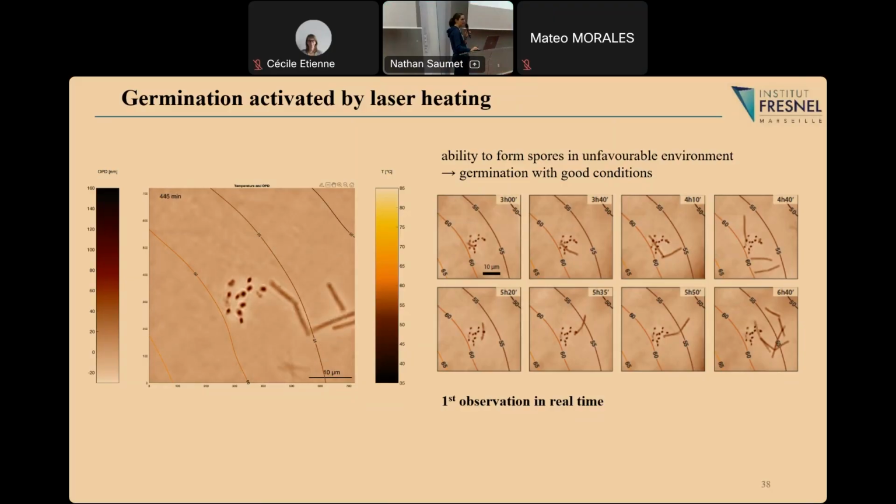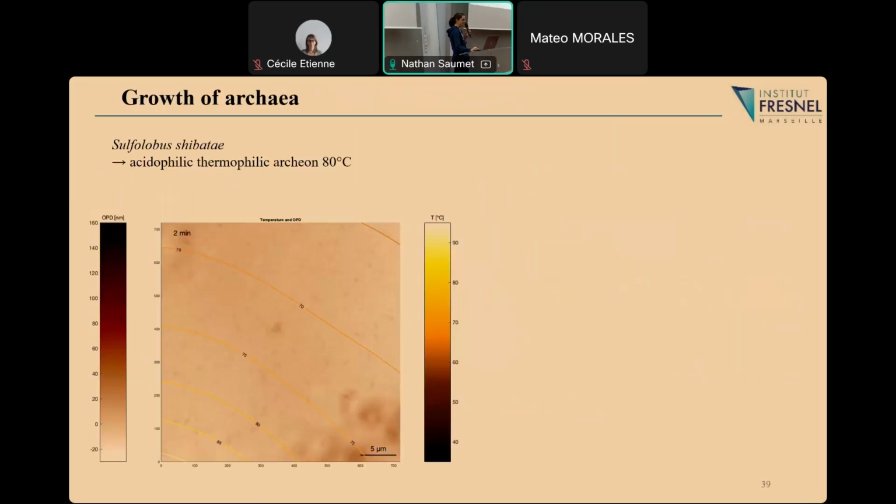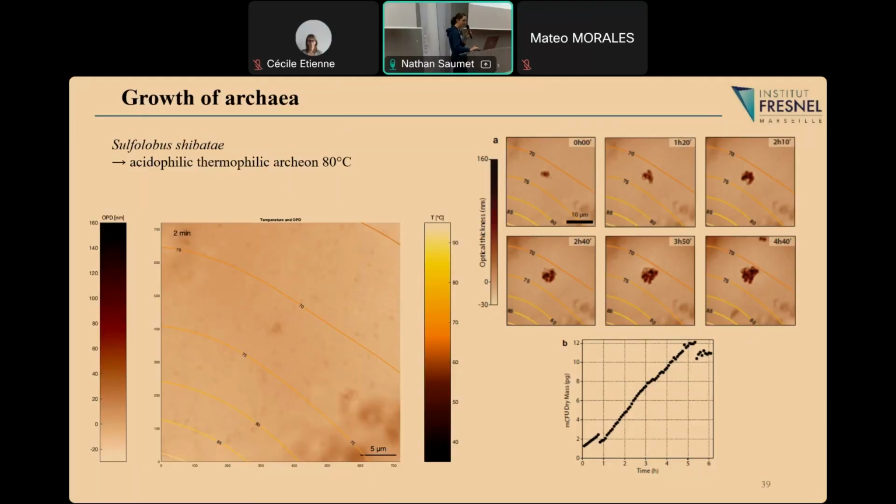And of course, here I show you only one movie at a time, but there were many experiments that were working. So here we validated the setup for thermophiles, for Geobacillus stearothermophilus. Then we tried to observe Sulfolobus shibatae, which is an acidophilic thermophilic archaeon. It needs 80 degrees to live, and it needs an acidic environment to live.